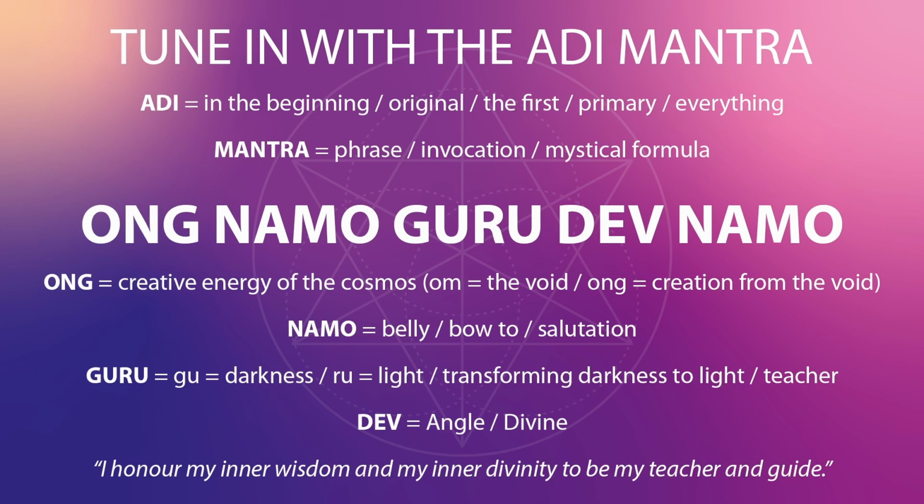Guru, usually people know Guru as teacher. Gu means darkness, Ru means light. So Guru means transforming darkness to light. So the teacher brings the wisdom to the fore. Dev, also known as Deve or Deva, is an angel or the divine. So it could be God energy or just divine energy.